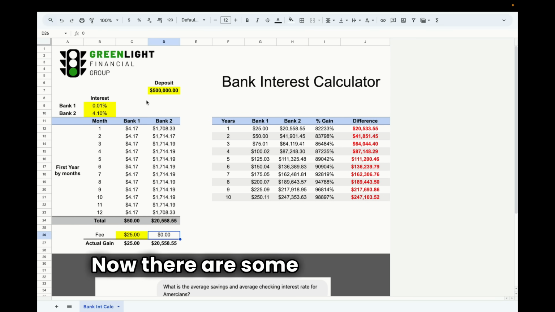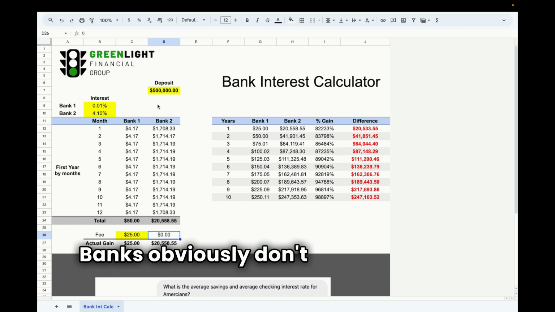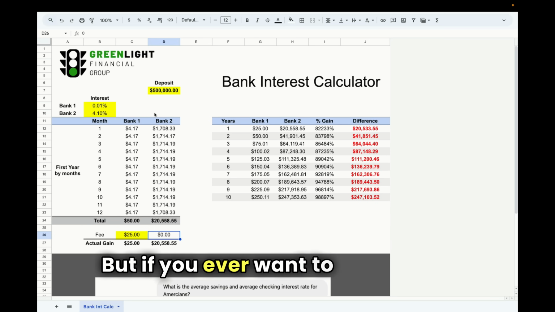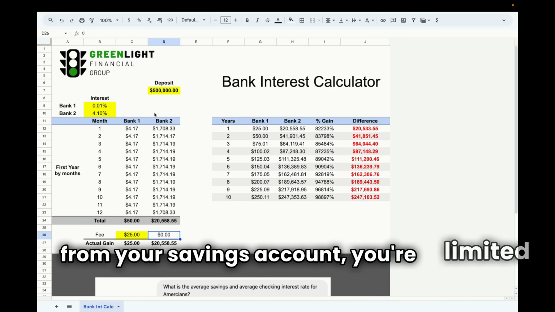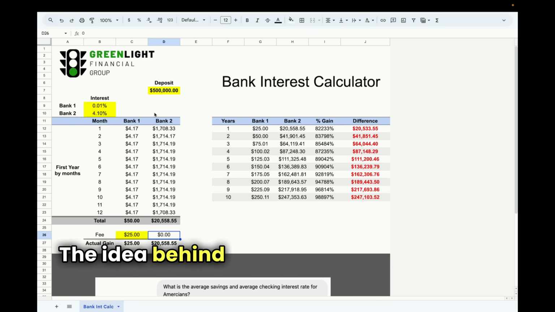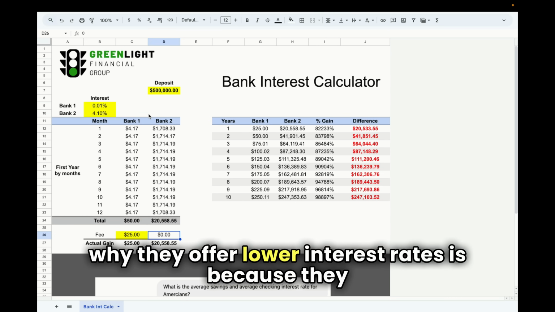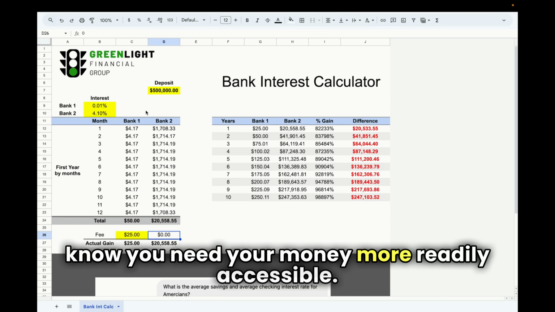Now, there are some challenges and setbacks to a savings account. For one, you are limited to 6 outgoing transactions a month. You can deposit as much as you want. Banks obviously don't have a problem with that. But if you ever want to pull money from your savings account, you're limited to 6. The reason checking accounts offer lower interest rates is because they know you need your money more readily accessible.